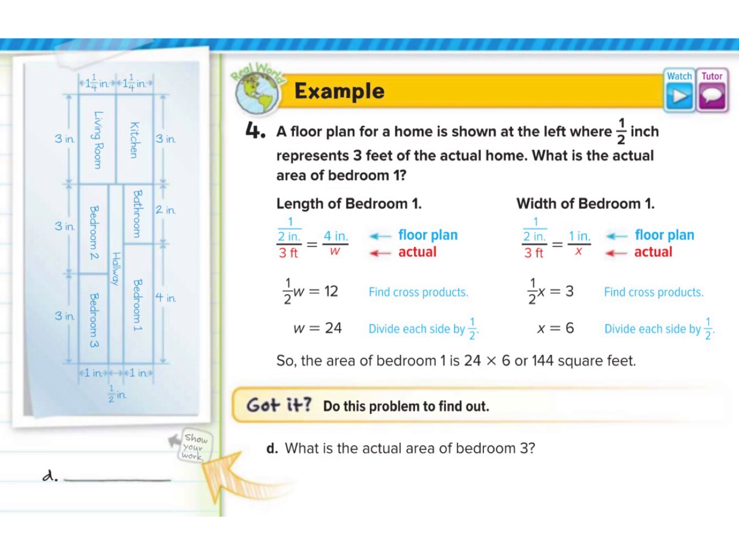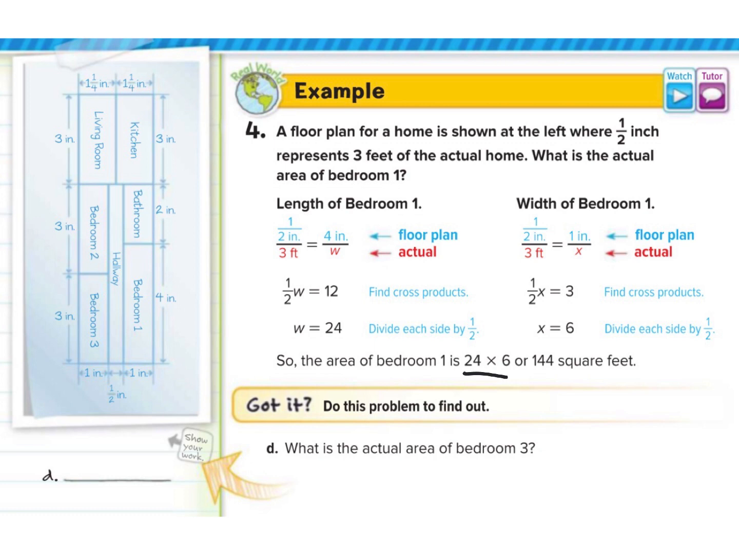You want to get the variable alone, so you divide each side by 1/2, which is multiplying by the reciprocal, and you get W equals 24. Now to figure out the width of bedroom 1, we are going to do 1/2 inch over 3 feet, 1 inch over x. 1/2 x equals 3, multiplied by the reciprocal, x equals 6. And now the area of a rectangle is length times width.